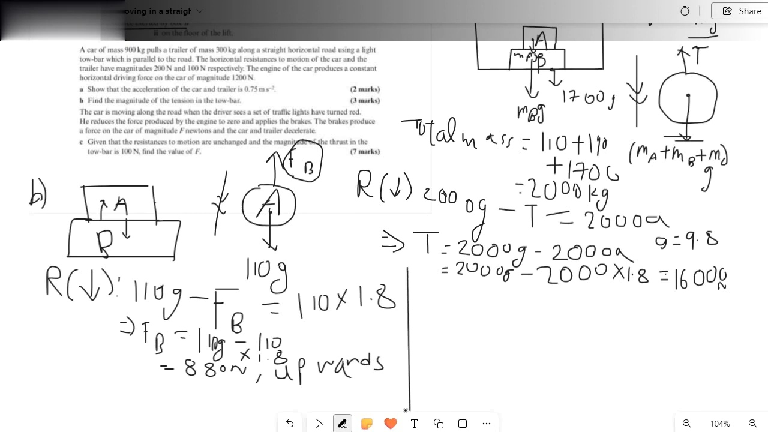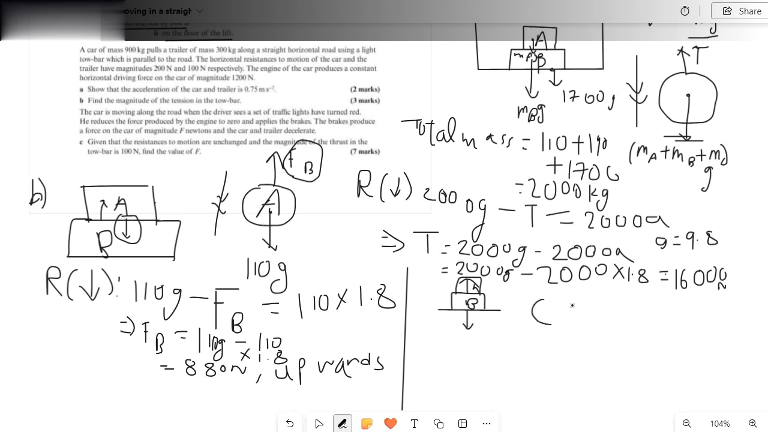So for the second one, we have to find out the force exerted by box B on the floor of the lift. Drawing the diagram again, this is the lift and this is box B. Box B exerts a force on the lift, and similarly the lift exerts an equal and opposite force on box B using Newton's third law. And we also had the force of A, because A also exerts a force on box B.